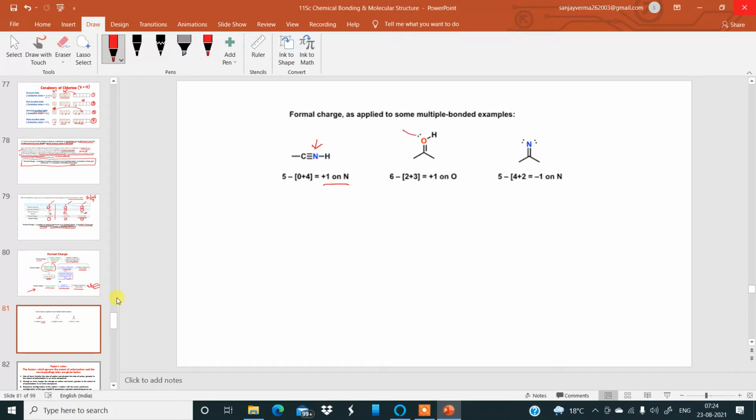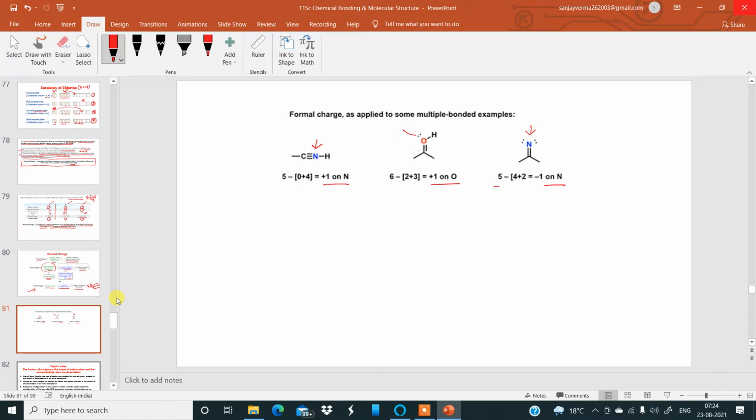Similarly for the oxygen, the formal charge of oxygen over here: oxygen belongs to group 6, so it is 6 minus the number of lone pairs on oxygen, which is always 2, plus the number of bonds around it, which is 1, 2, 3, so it is 3. So it is coming 6 minus 2 plus 3, which is plus 1 on oxygen. Similarly, if you look at NCHH over here, the formal charge of nitrogen is calculated as 5 minus the number of lone pairs, which is 4, plus 2 bonds over there, that will come to minus 1 on the nitrogen atom. So these are examples to calculate formal charge as applied to some multiple bonded examples.